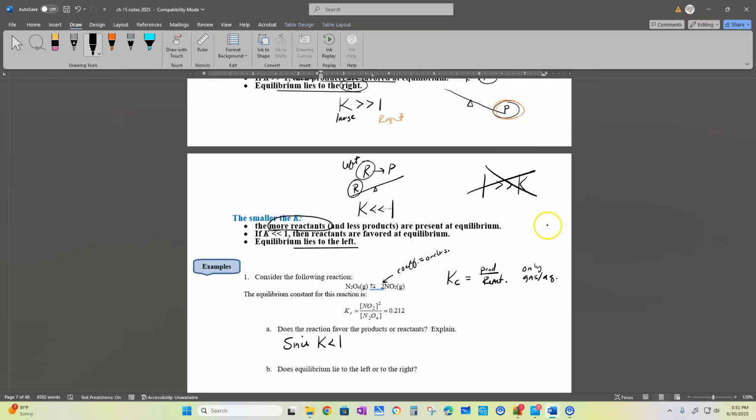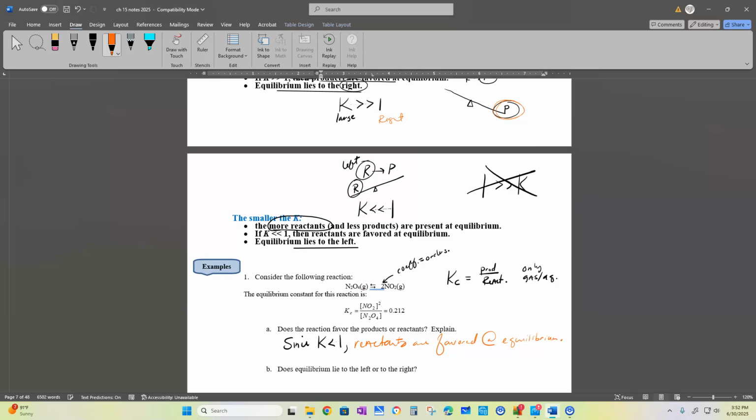So since my K is less than 1, we're going to pretend that we see our arrow. But don't do that in your essay on the AP test. Because my K is less than 1, that means my equilibrium is favoring the reactants. So my reactants are favored at, you can do the at sign, at equilibrium.